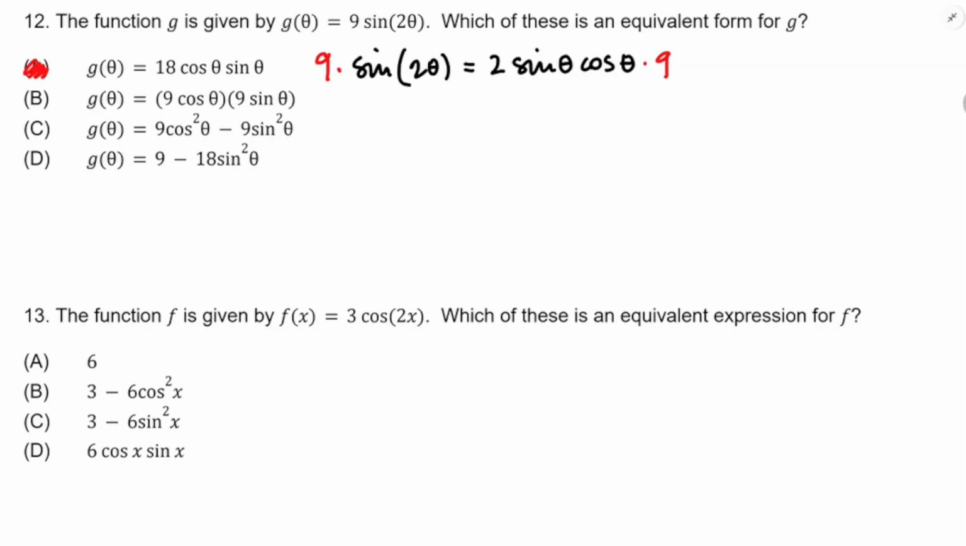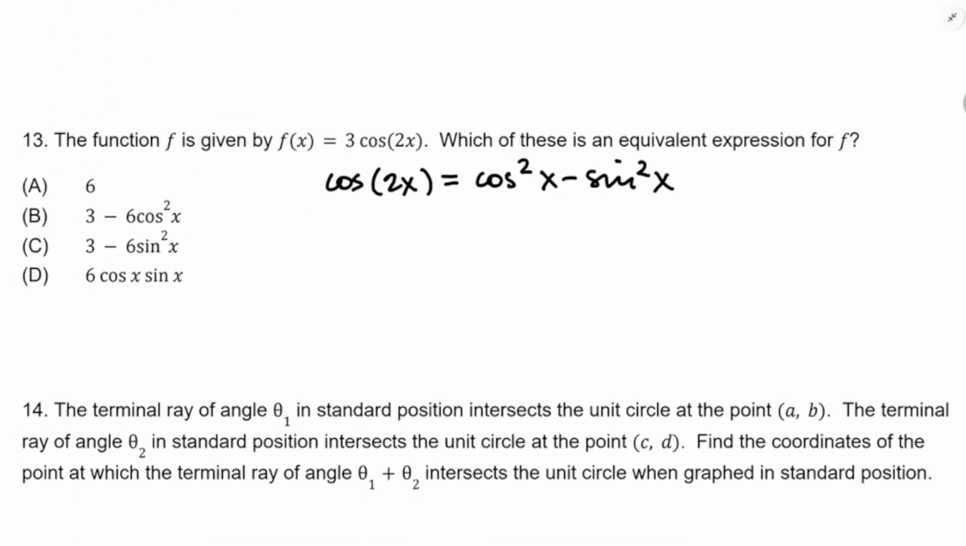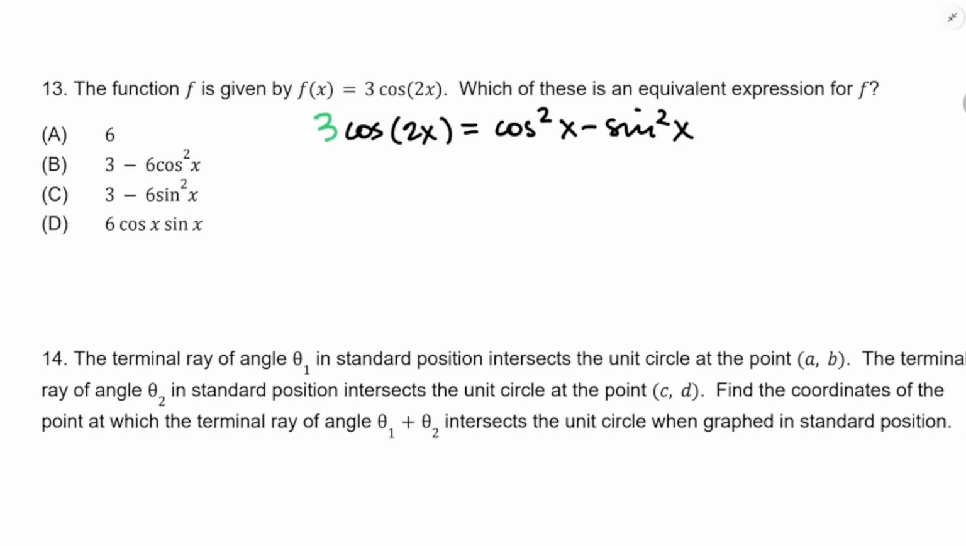Okay, on number 10, cosine of 2x, we need to know the double angle formula for cosine. That's cosine of 2x is equal to cosine squared x minus sine squared x. And then if I was going to multiply both sides of this equation by 3, I could say 3 of those is going to be 3 of these, but then it won't look exactly right, so I'm going to need to do another substitution. So I'm going to say this is equal to 3 cosine squared x minus 3 sine squared x, but that's not what I've got.